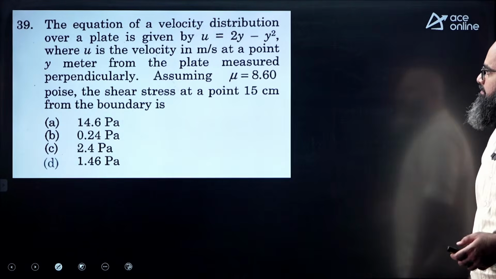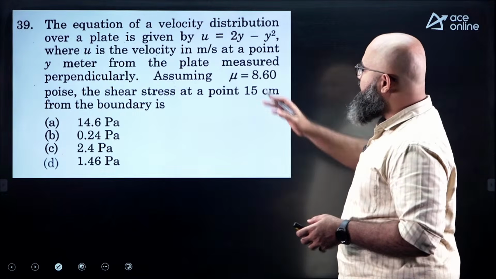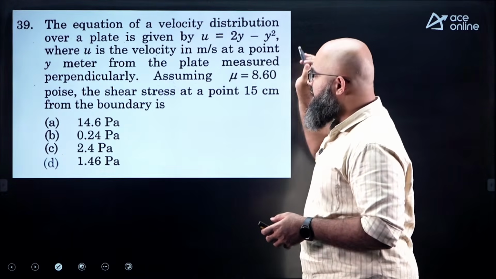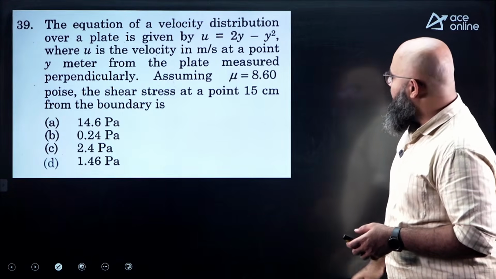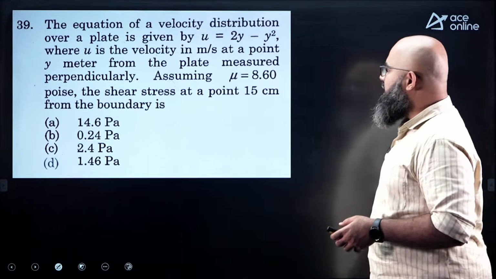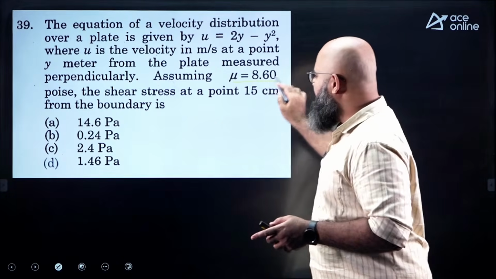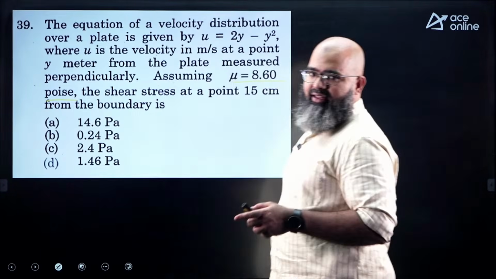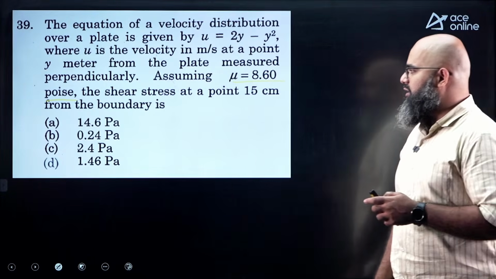Moving further, the equation of velocity distribution over a flat plate is given by u is equal to 2y minus y square, where u is the velocity in meter per second at a point y meter from the plate, measured perpendicular. Assuming the value of mu is equal to 8.6 poise. Now please be careful. This is what they keep on doing. They will mention the value of viscosity in CGS units. You have to convert to SI units always.